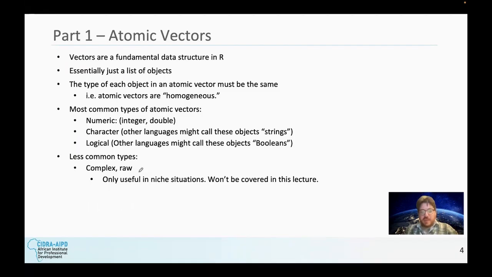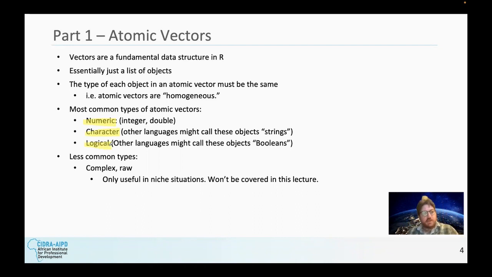Atomic vectors are the most basic type of vector. Like I said earlier, you could think of them as a list of objects. But one thing to keep in mind is that all of these objects need to be of the same type. Some common types in R are numeric, which are just numbers, character, which other languages tend to call strings, and logical, which other languages tend to call Boolean. So logical values are either true or false.